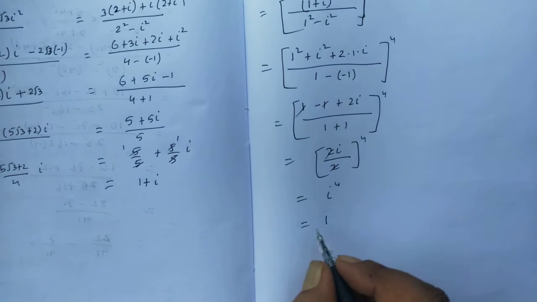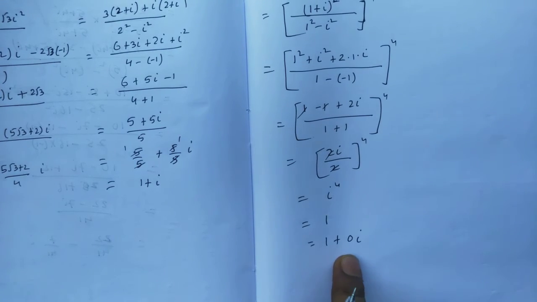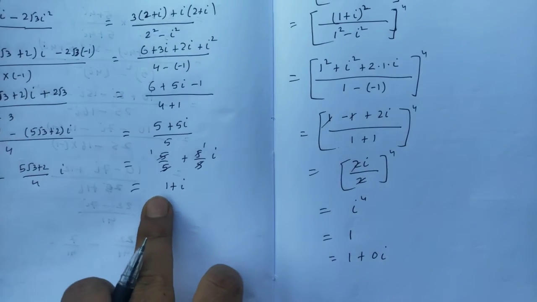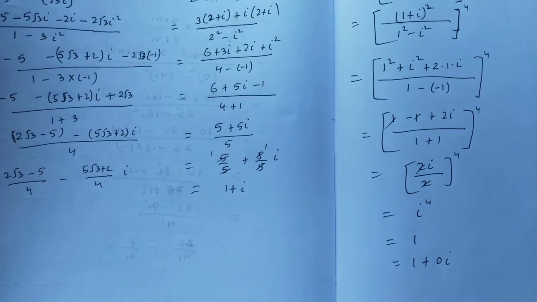So in standard form, how will you write? 1 plus 0i. i is missing, but that's why we're writing 0i. Everything we're writing in standard form. Okay, 1 plus i, see. Something minus something i, like that.